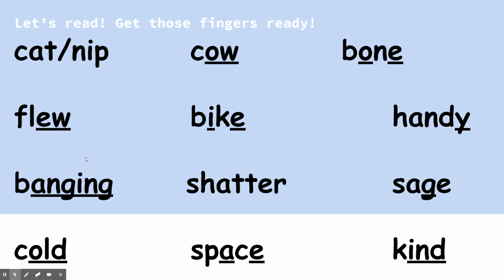Next row, oh, this is a big word here. Look at my ending ing. Here we go, thumbs up. Ba-ang-ing, banging. Sh-at-er, shatter.